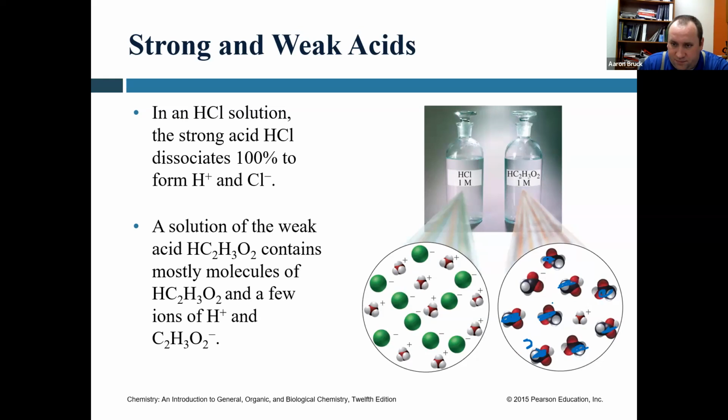The net result here, though, we can clearly see that the majority of the molecules stayed together. Only a couple of them broke apart. So will this conduct electricity? Absolutely. Will it conduct electricity as well as the hydrochloric acid? No way. Not even close.